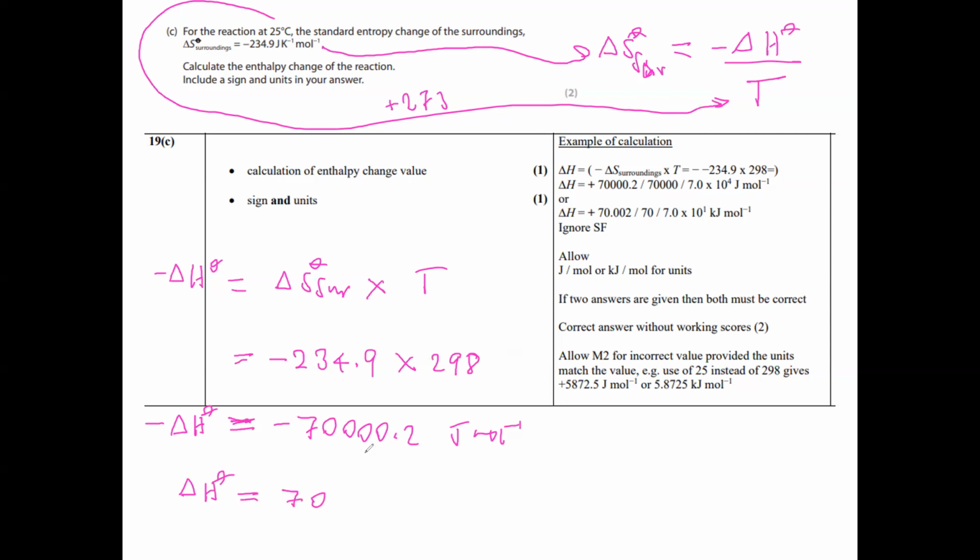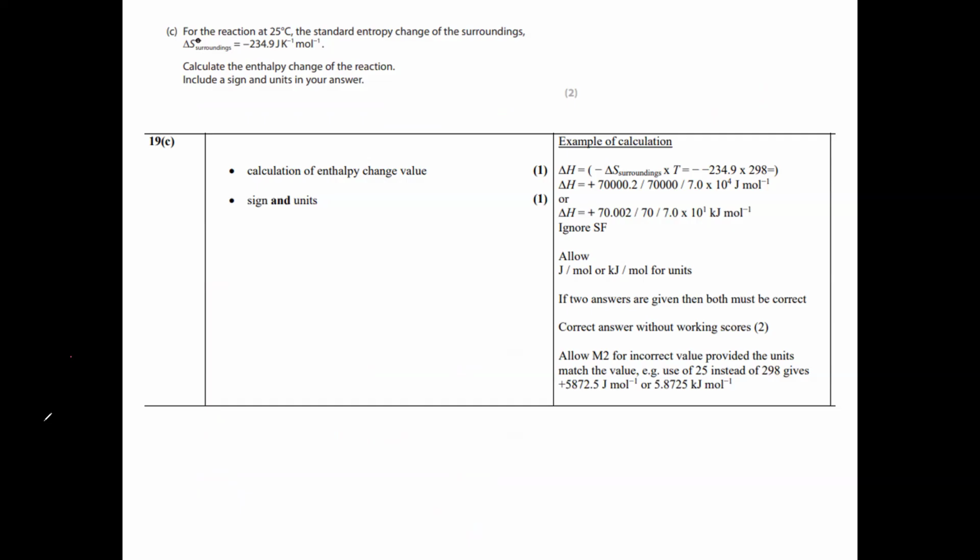Sorry, 70,000.2, or 70.0002 kilojoules per mole, or you can just simply write 70 kilojoules per mole. That's your answer, the delta H value. And from that, you can get the answer for section C.